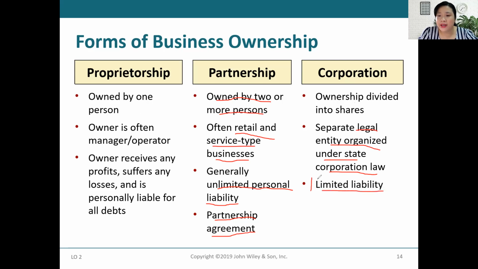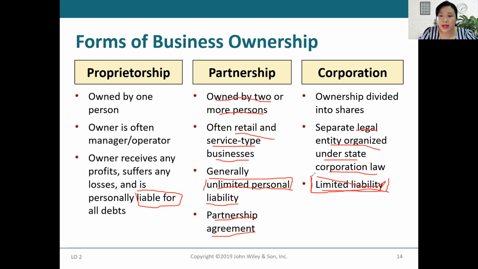Now this is different, class. The other ones have unlimited liability, like partnership, okay? Proprietorship also has unlimited liability, but a corporation has limited liability.